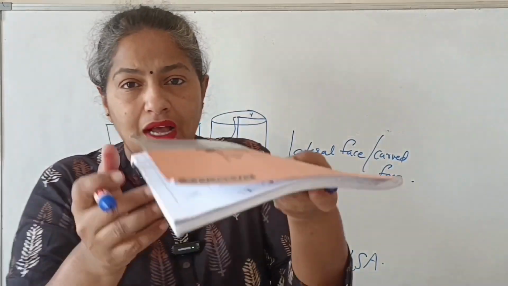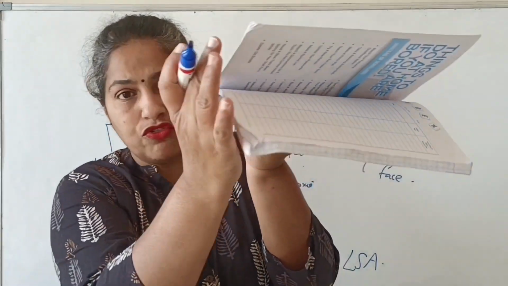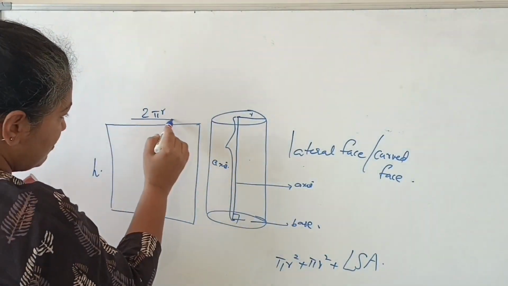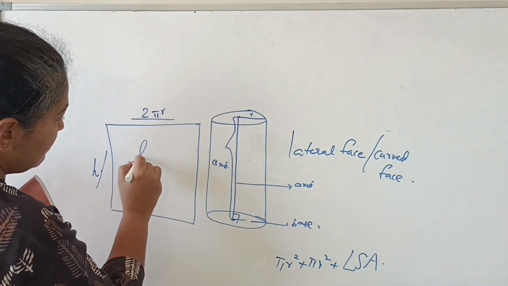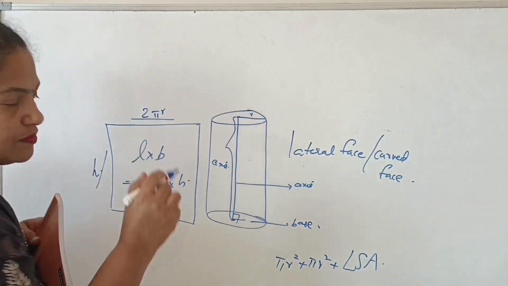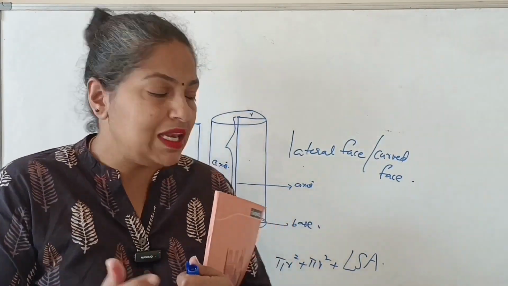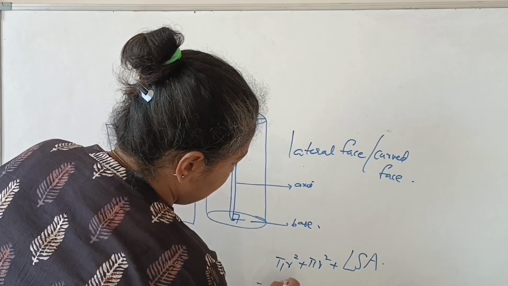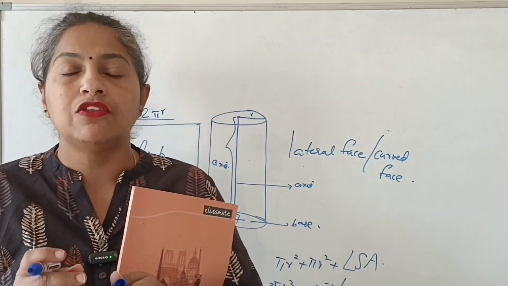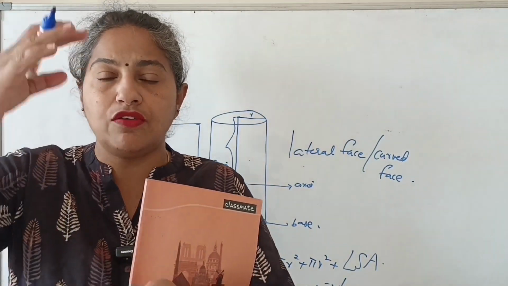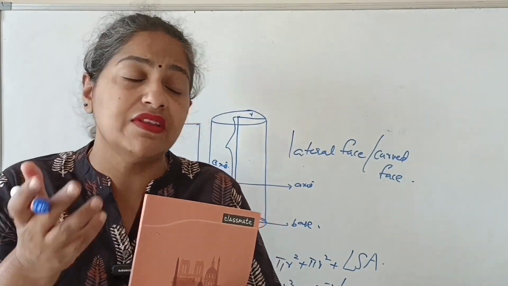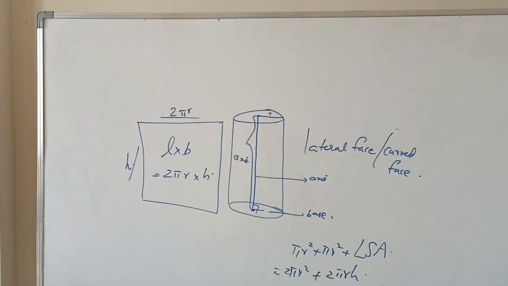And I have the height h. So here also I have got a 2 pi r and I have the height h. So I got a rectangle of sides 2 pi r and h whose area is given by L into B, which is 2 pi r into h. So I got my LSA as 2 pi r h. So the total surface area of the cylinder is area of the top face pi r square, area of the bottom face pi r square, and area of the curved face, which is 2 pi r into h.